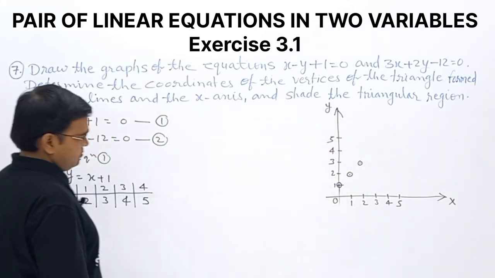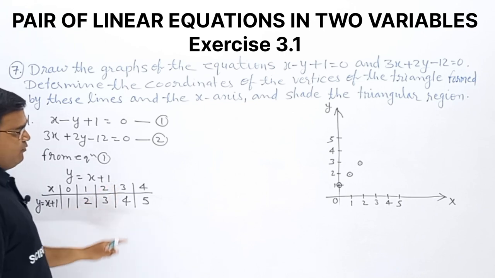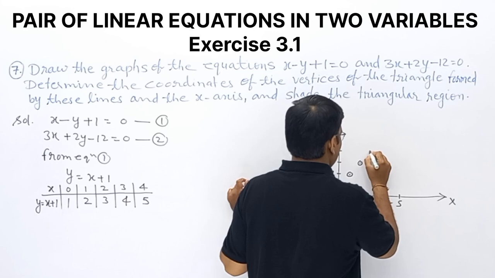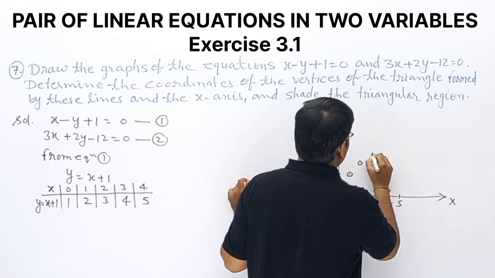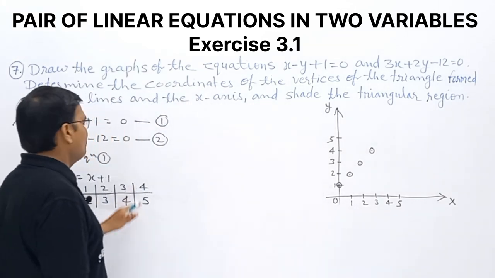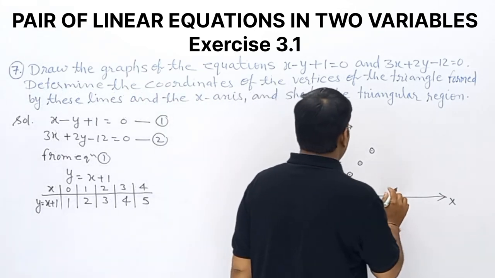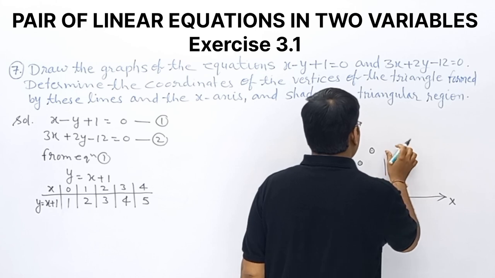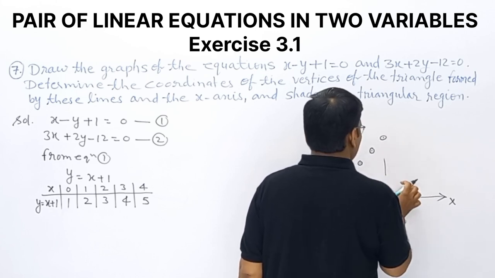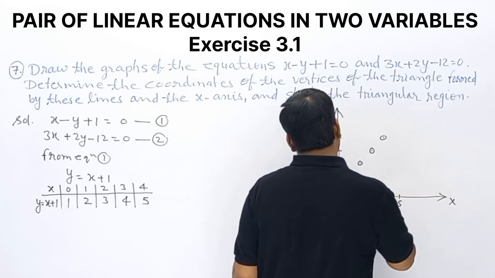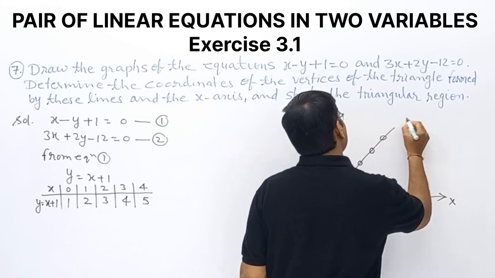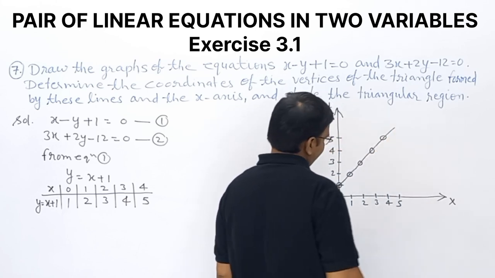Now next one, 3, 4. 3 is this one, and 4 will be there. This is 3, 4. And the last point, 4, 5. So I can draw like this. This one is 4, 5. Now connect all the points and we are getting a linear line.